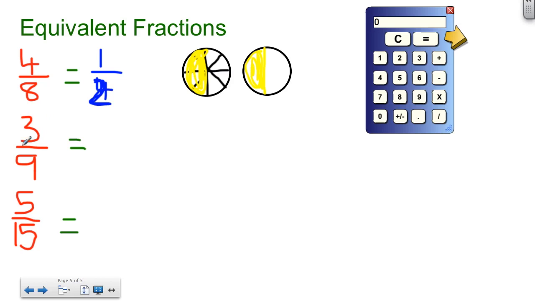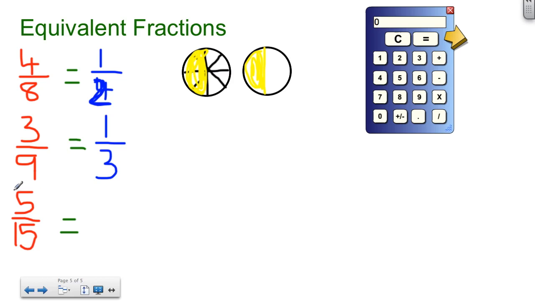So we'll do it for the other two as well. We look at the numerator, which is 3. Can we divide 9 by 3? Yes, we can. First of all, 3 divided by 3 equals 1, and 9 divided by 3 equals 3. So our answer there is 1/3. So 3/9 is equal to 1/3. They are equivalent.